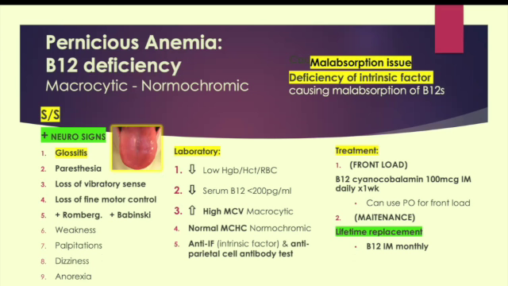An anti-intrinsic factor and an anti-parietal cell antibody test would be something to look for. And then the treatment is going to have a front load of B12, 100 mics, IM daily, times 1 week. And then you want to do a maintenance dose, and this is lifetime B12 IM monthly shots.